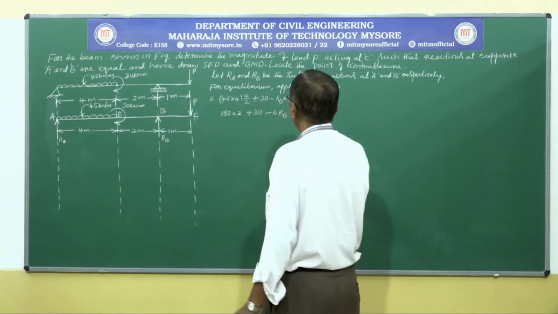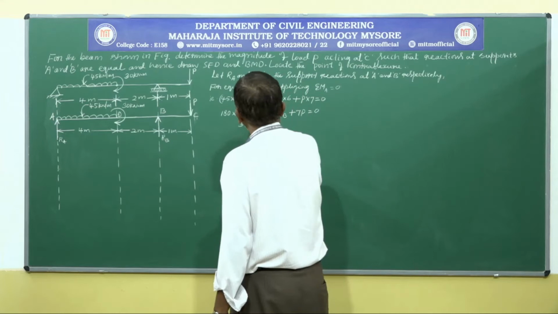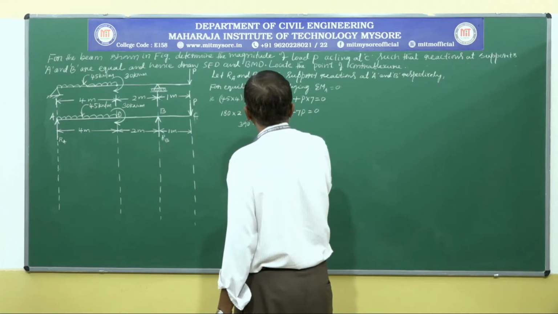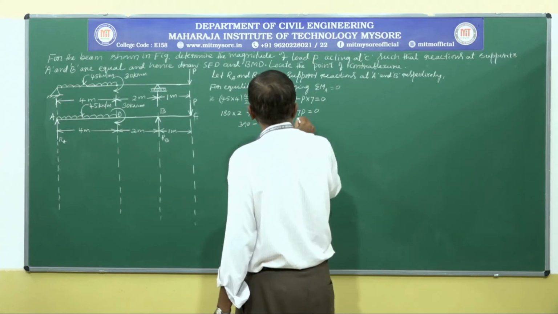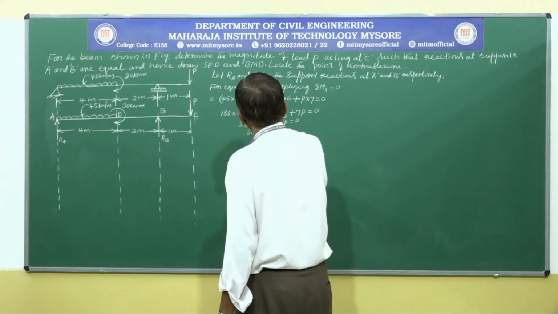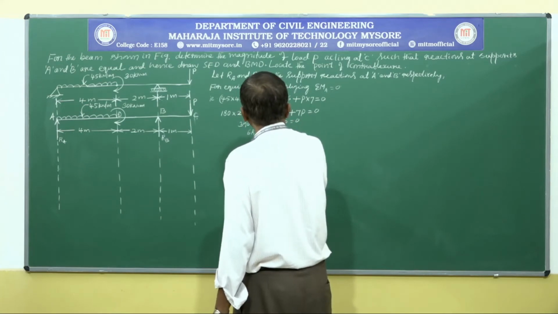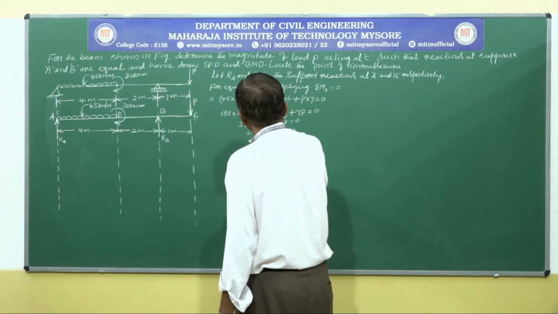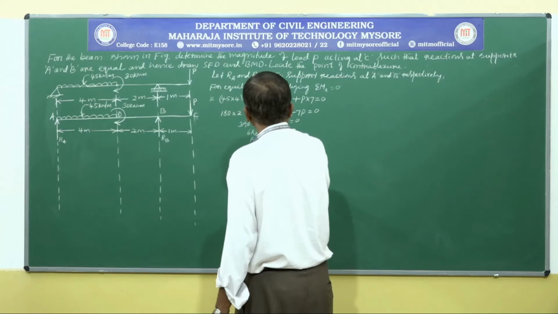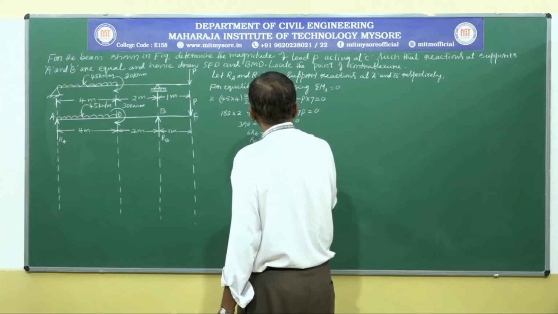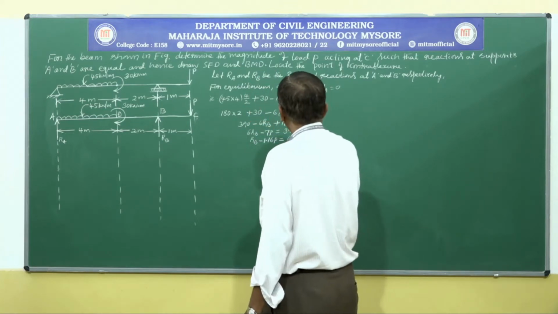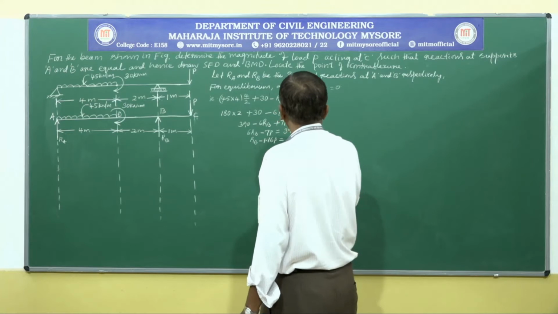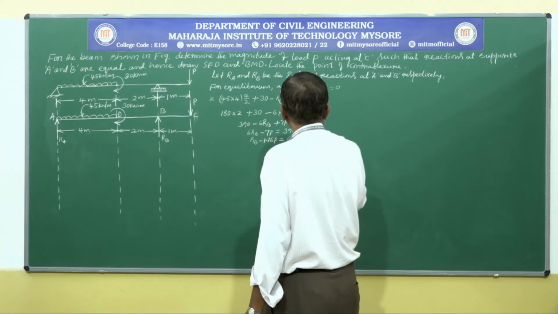180 into 30 it is 390 minus 6 RB plus 7P, that is equal to 0. This can also be written as 6 RB minus 7P is equal to 390, or RB minus 1.16P is equal to 65.65. Let us call this equation A.